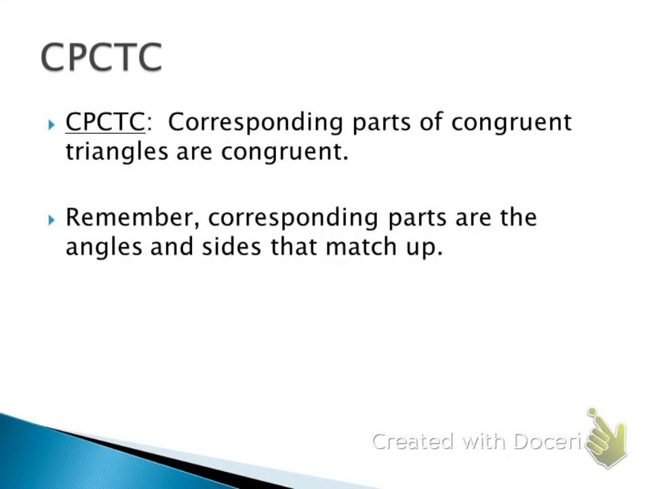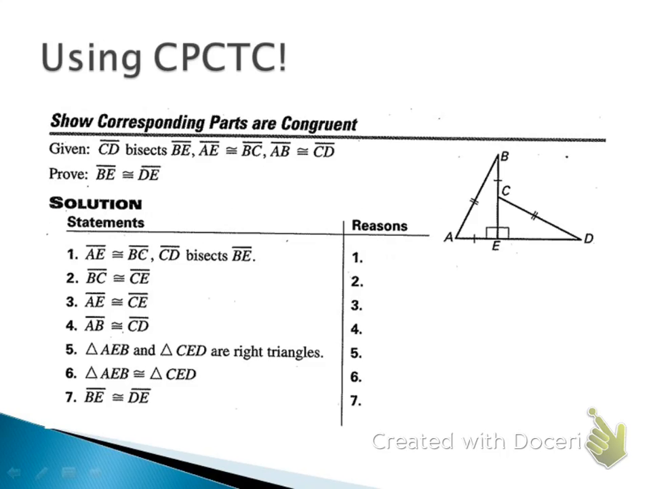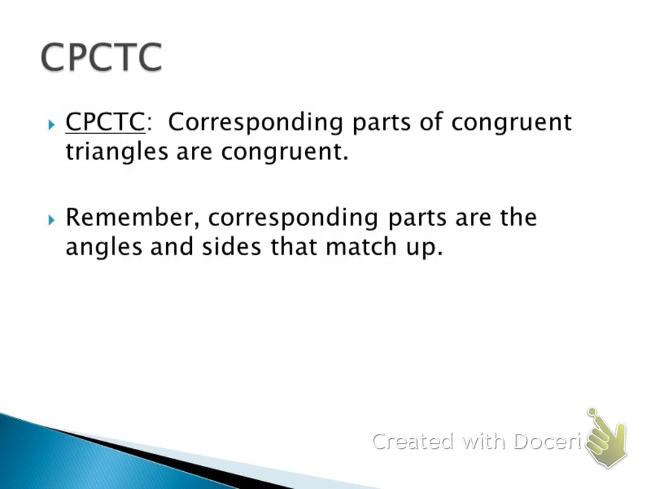Alright, so this is basically the main gist of these notes today. That corresponding parts of congruent triangles are congruent. So we're going to look at a few proofs that involve this. Then we're going to look at a few other types of problems. But it all goes back to the fact that corresponding parts of congruent triangles are congruent. So you can shorten that up just by saying CPCTC. Corresponding parts of congruent triangles are congruent.